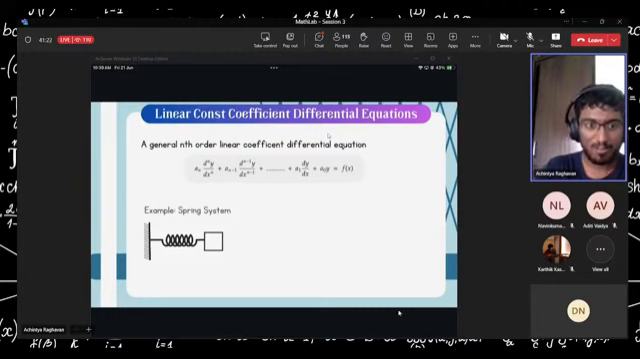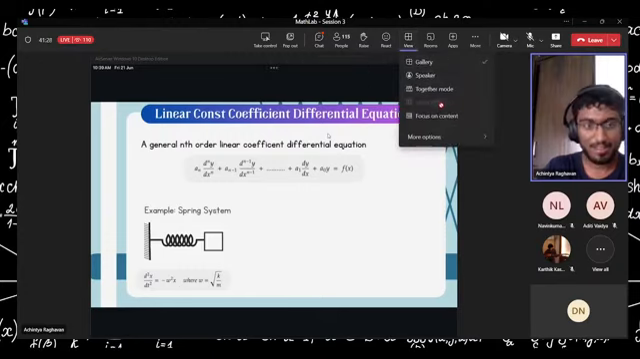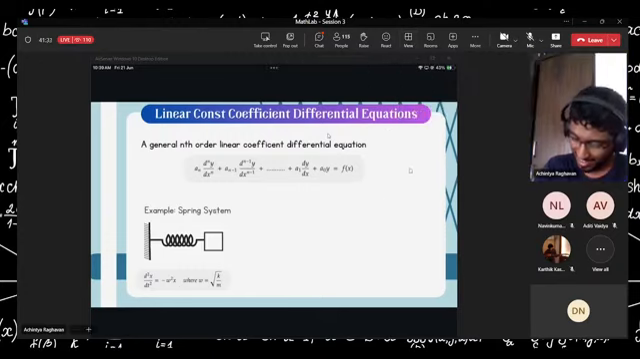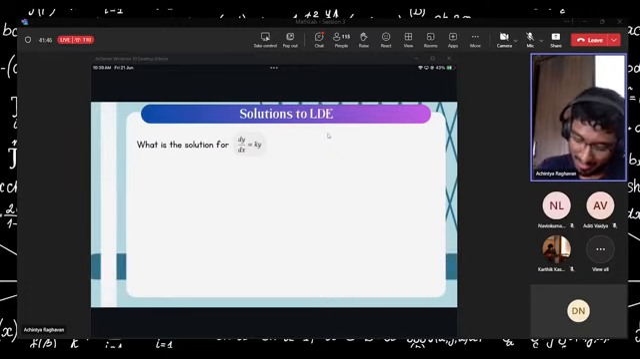An example I'm sure all of you would have seen is the spring system. The governing differential equation is d2x by dt2 equal to minus omega squared x. This is an equation you would have seen in 11th and 12th, first PU, second PU. This is a very simple differential equation. We are going to deal with the general case.